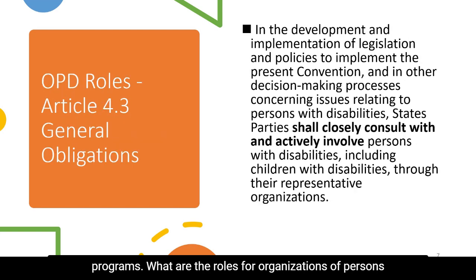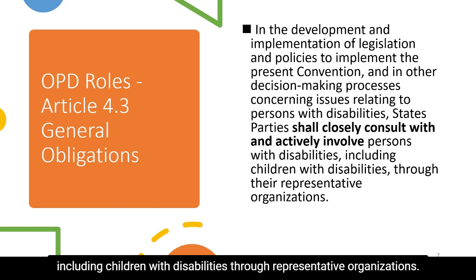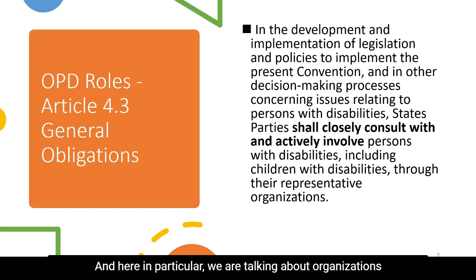What are the roles for organizations of persons with disabilities in monitoring and in reporting? Well, first of all, our starting point ought to be Article 4.3 of the CRPD. It sets out the far-reaching obligation among states to consult closely with persons with disabilities, including children with disabilities, through representative organizations. And here in particular, we are talking about organizations of persons with disabilities, those organizations who are led by and composed of individuals with disabilities.